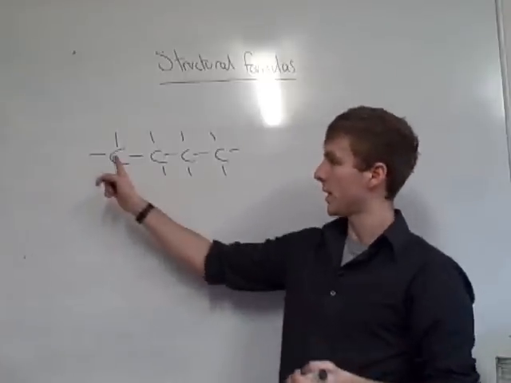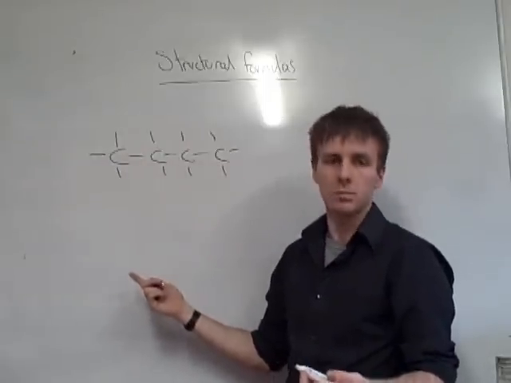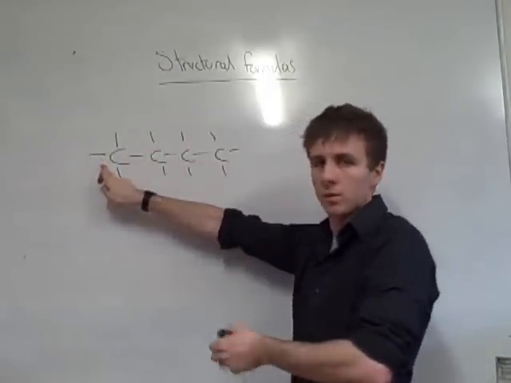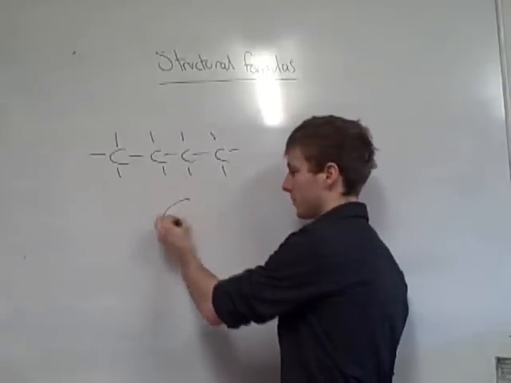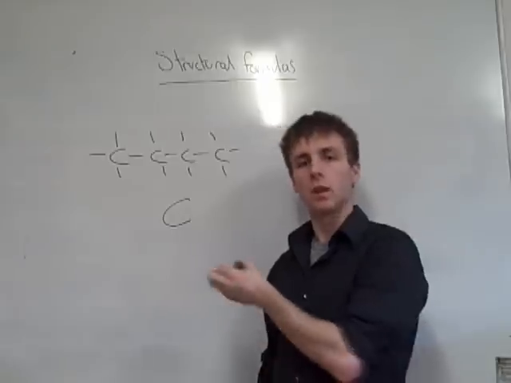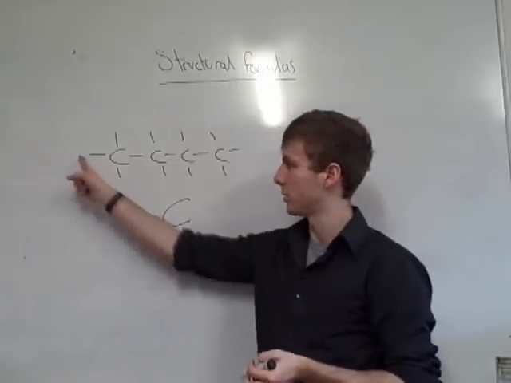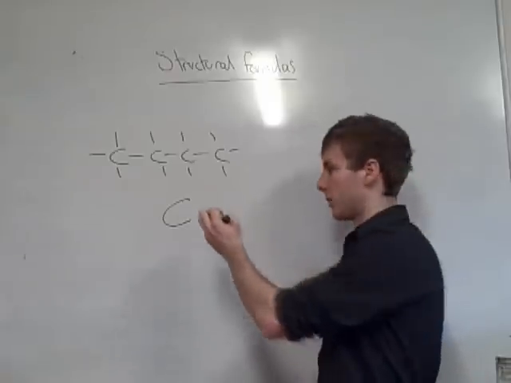First of all, you take the first carbon, and it doesn't matter which end you start from. It makes sense to me to start from the left-hand side, but it doesn't really make a difference. And you write down that first carbon, C. I then look at everything bonded to that first carbon. 1, 2, 3 hydrogens. And I write that down next to that carbon.